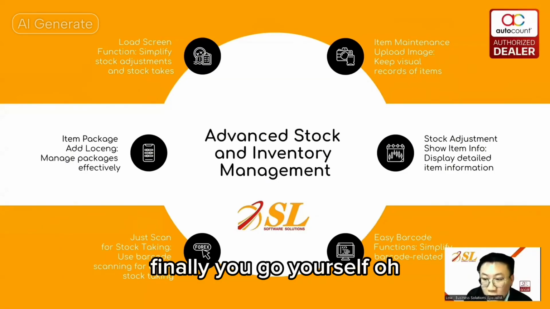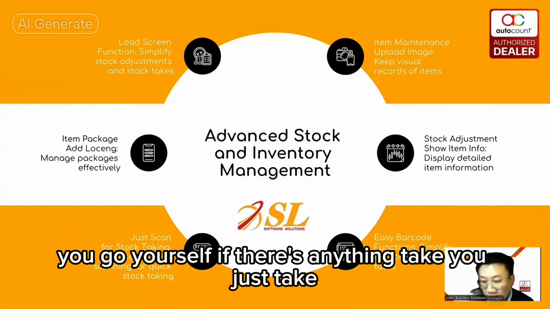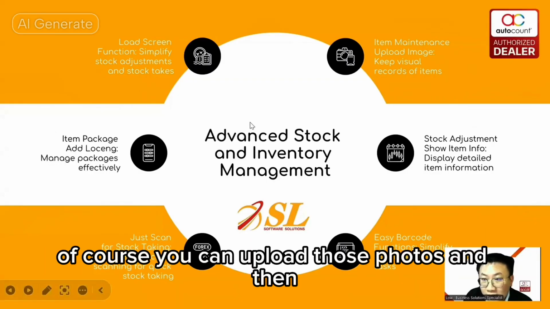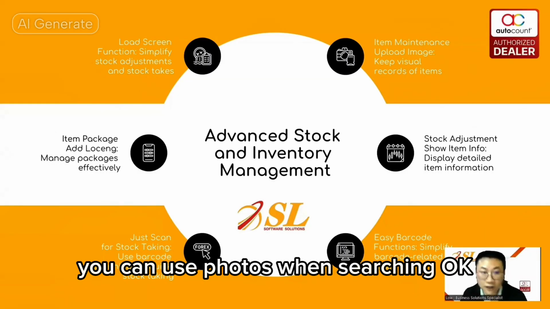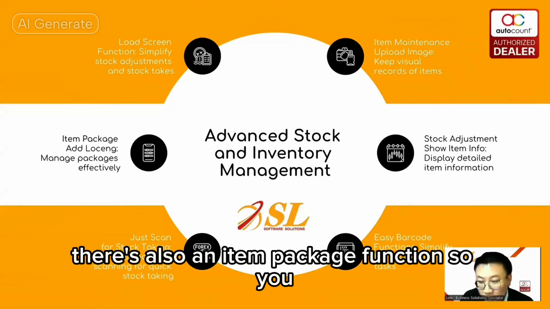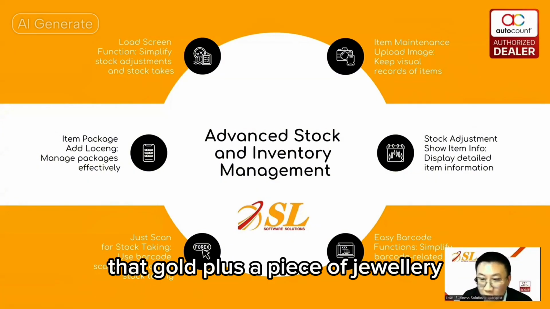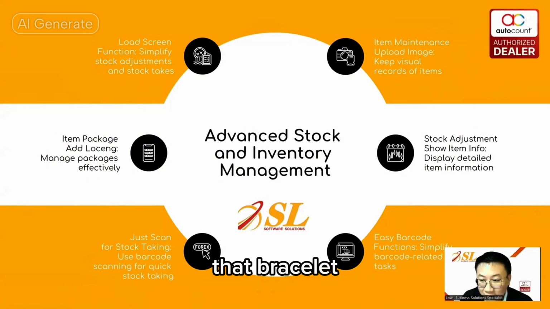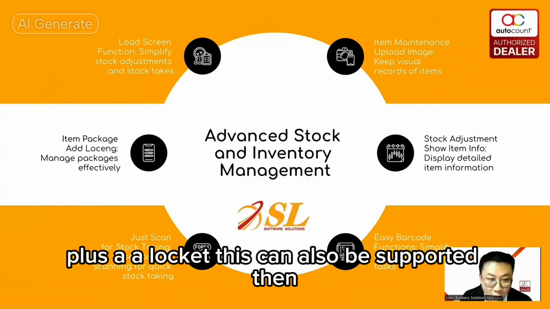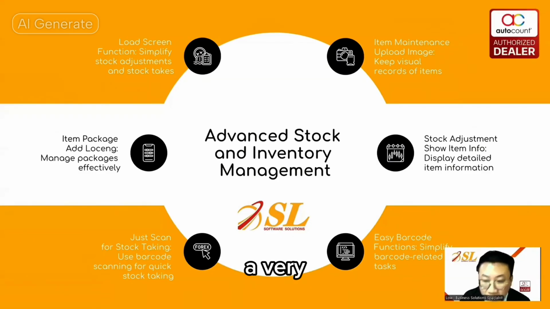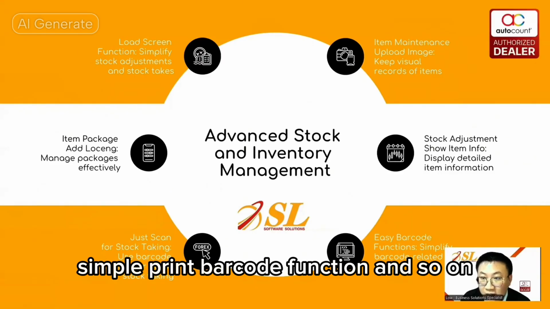Finally, you go yourself. If there's anything fake, you just take. Then, of course, you can upload those photos, and then you can use photos when searching, okay? There's also an item package function. So if you are selling that gold plus a piece of jewelry, or selling that bracelet plus a locket, this can also be supported. Then there is also a print barcode function. There is also a simple print barcode function, and so on.